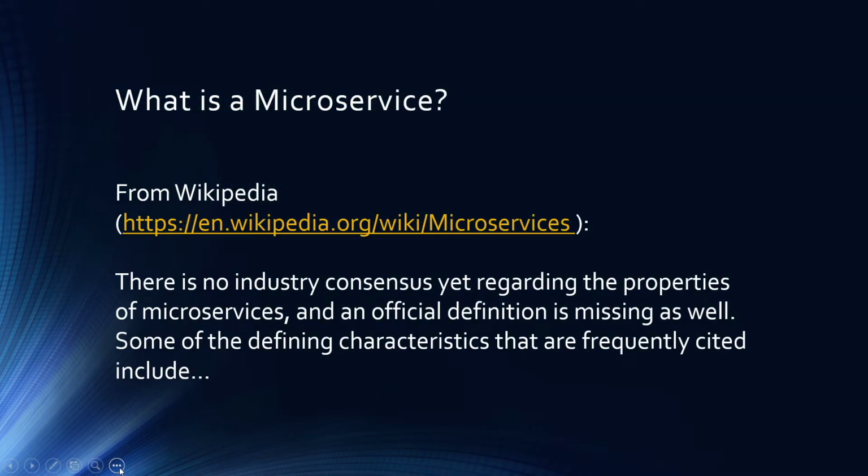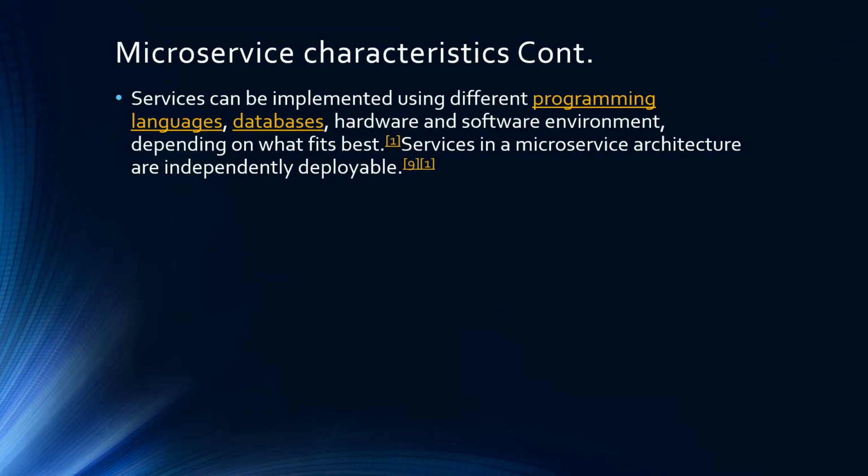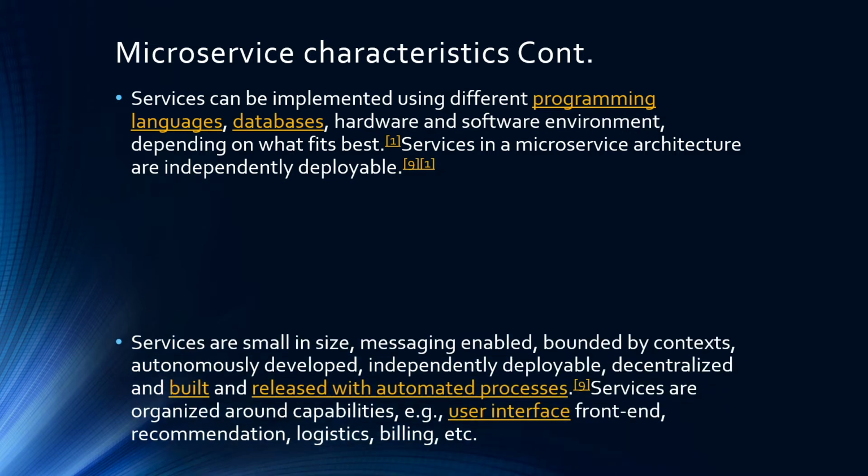What is a microservice? From Wikipedia, there is no industry consensus yet regarding the properties of a microservice, and an official definition is missing as well. Some of the defining characteristics that are frequently cited include: services can be implemented using different programming languages, database, hardware, and software environments, depending on what fits best. Services in a microservice architecture are independently deployable.